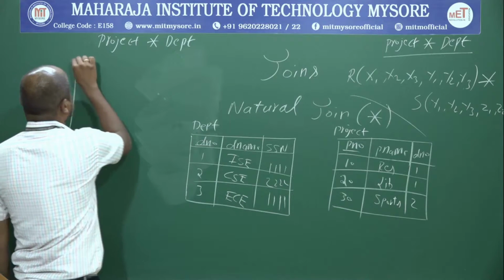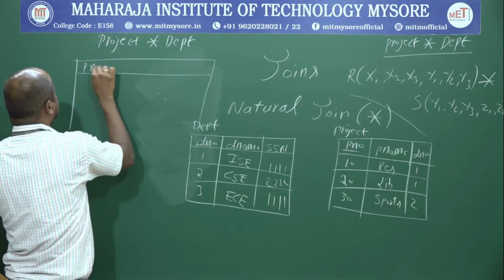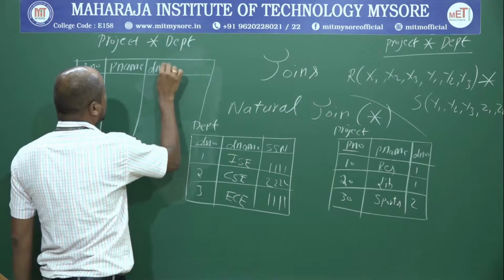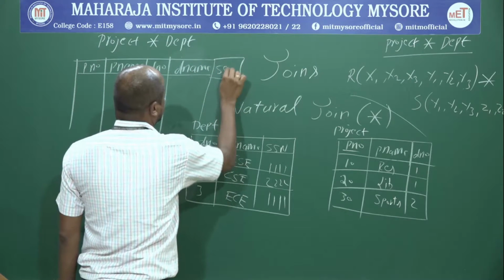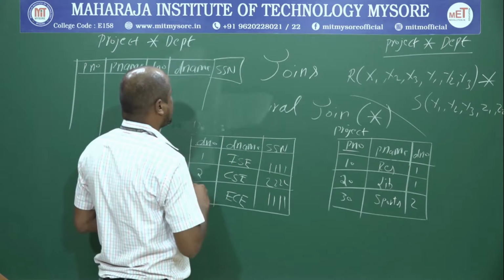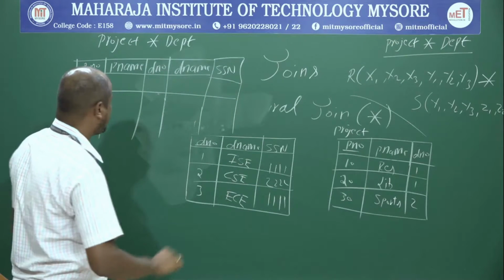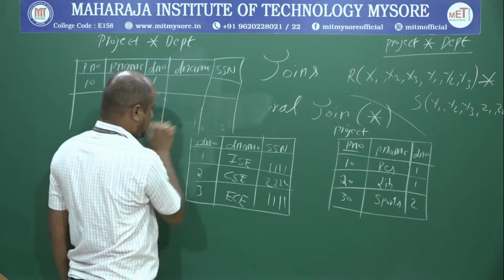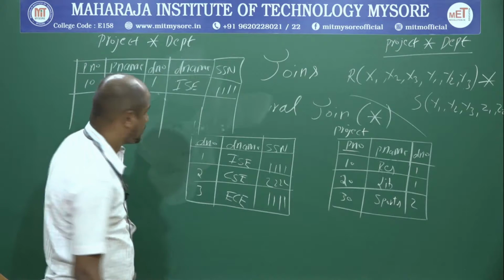Okay. So if I write like this, it has P number, P name, D number, D name and SSN that comes with, right? Then comes with. Okay, so P number 10, research, department number 1, ISC, 111, right? It's for natural join works, right?